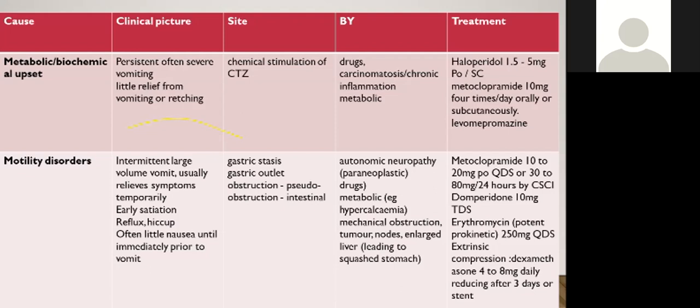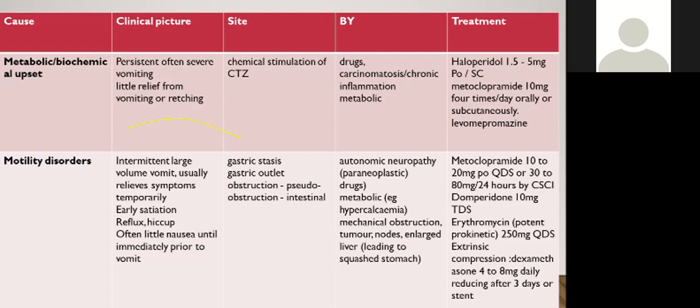So one that is directly acting on the gastric, you can give metoclopramide 10 to 20 mg QDS. When we give it with a syringe driver, we can give higher doses. So PCF says that you can go up to 80 to 90 milligrams over 24 hours subcutaneous infusion of metoclopramide. You can also try domperidone 10 mg TDS, but that's oral.